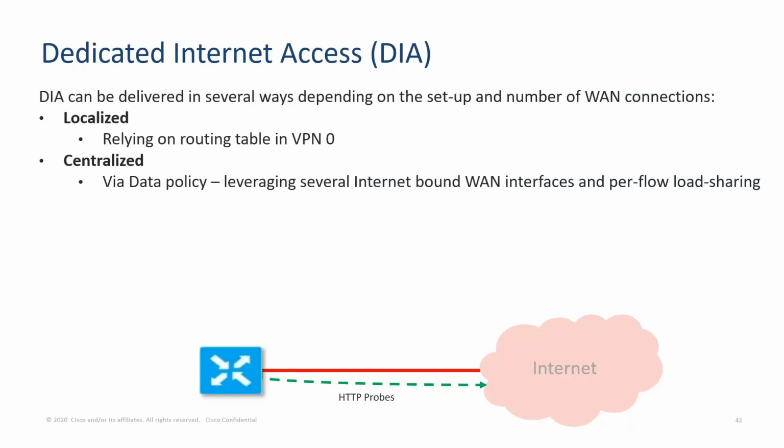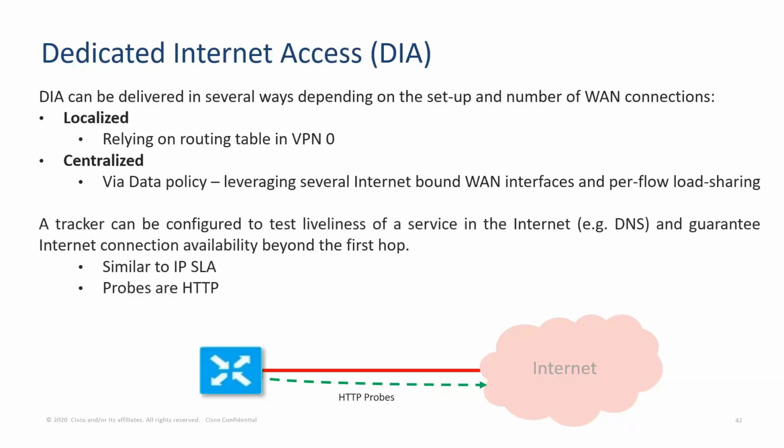That's really simple to use. It's not very granular because it's kind of an all or nothing scenario where you just point a static route towards VPN 0. You can do a centralized data policy where you can leverage several transports if you want to and do per-flow load sharing. That's important to keep in mind. Cisco SD-WAN doesn't do per-packet load sharing, so keep that in mind because that can really mess things up.